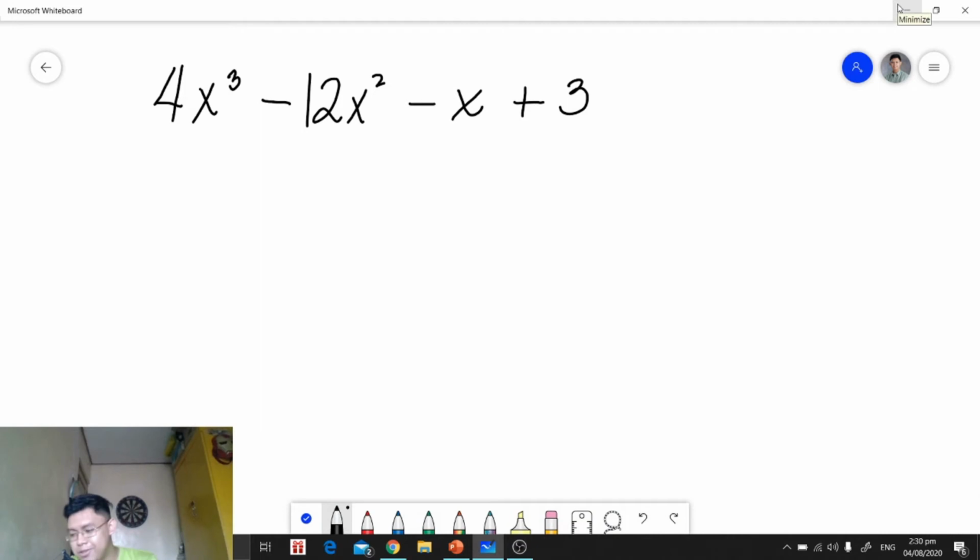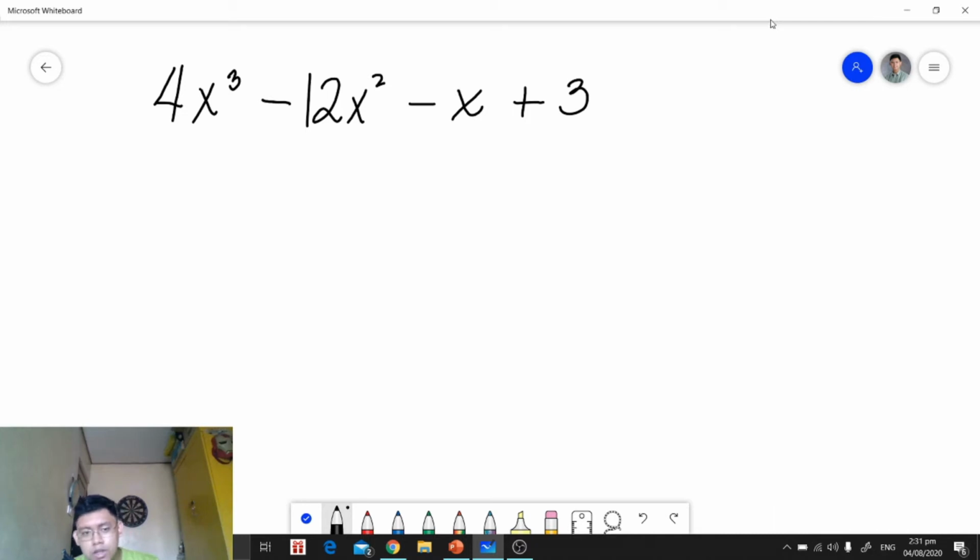Okay, let's have another example. For example, we have 4x cubed minus 12x squared minus x plus 3. Now, first thing that we need to do is to identify if we have a common factor for each term. So do we have a common factor that you can see? Since we do not have any common factor, we can now proceed to identifying the number of terms. Now that we have 4 terms, we can apply factoring by grouping.